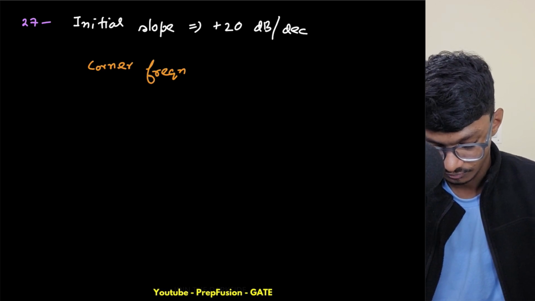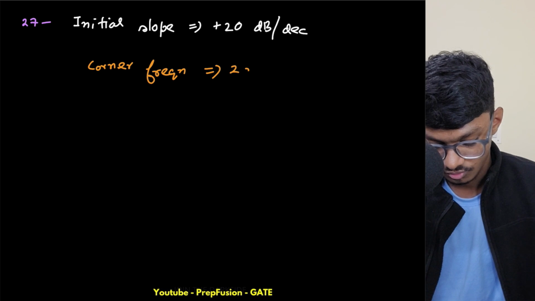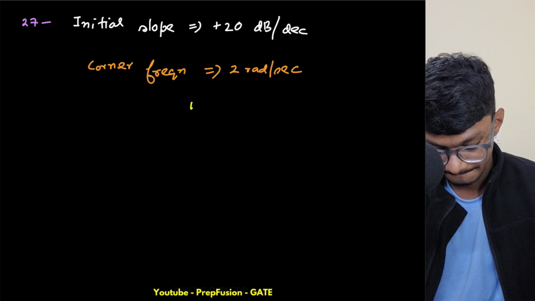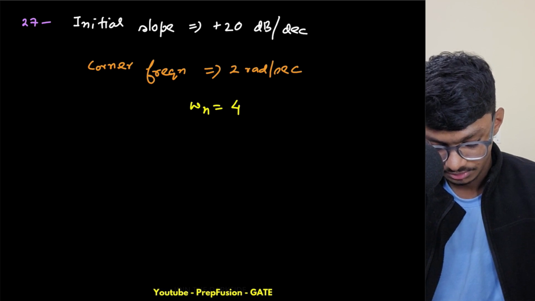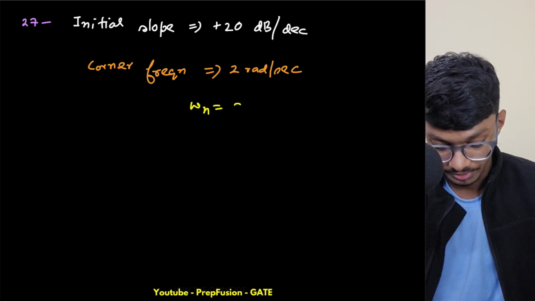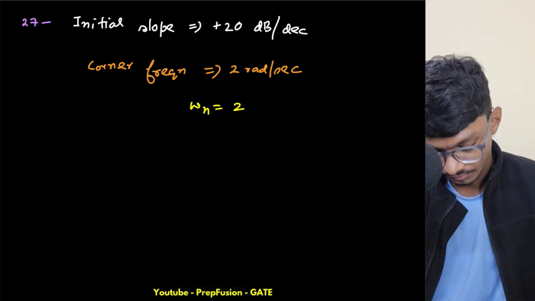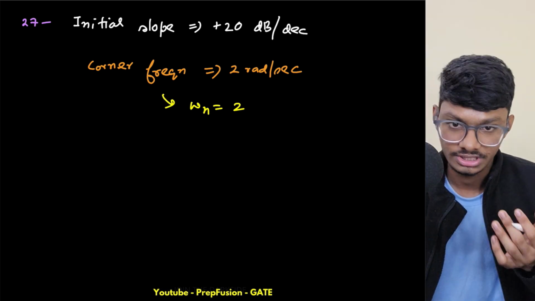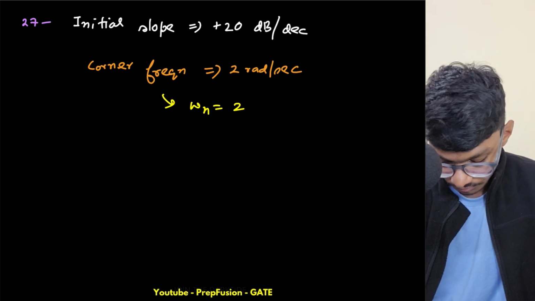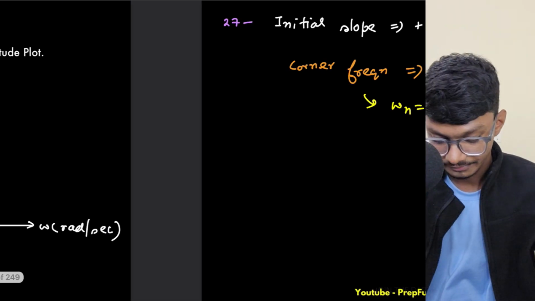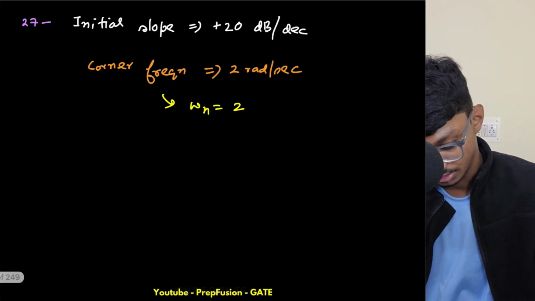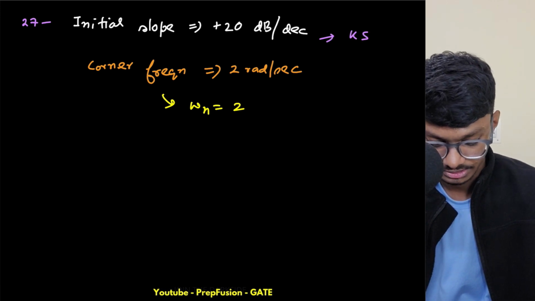So the corner frequency of this zeta-based system is 2 radian per second, and from here we can find omega n. Omega n is 2 itself, because for a zeta-based system, omega n is the corner frequency itself. So this is one thing. Initial slope is there, so initially I will have something like this, k s, fine.